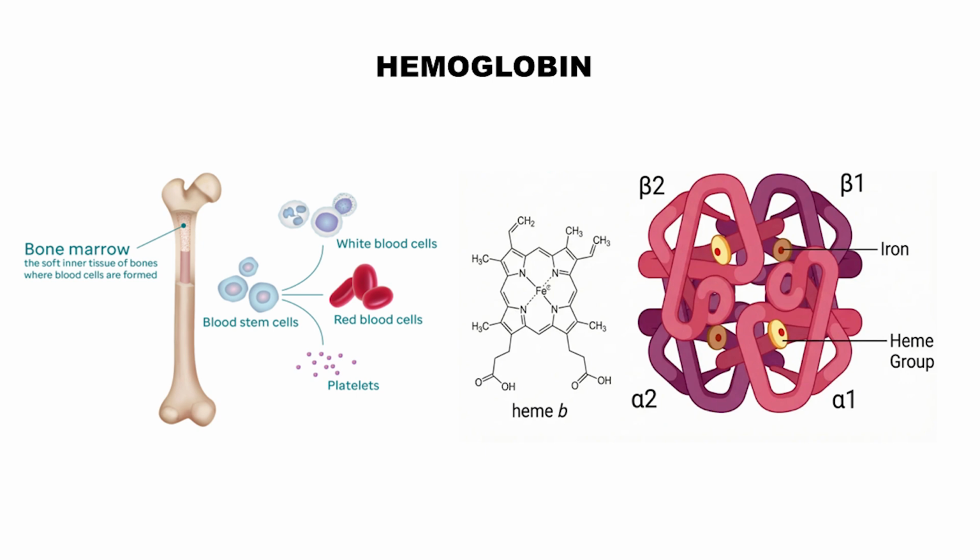Hemoglobin is the essential iron containing protein in red blood cells, responsible for transporting oxygen from the lungs to tissues and aiding in carbon dioxide return. Its structure is a tetramer composed of four protein chains, two alpha and two beta chains.